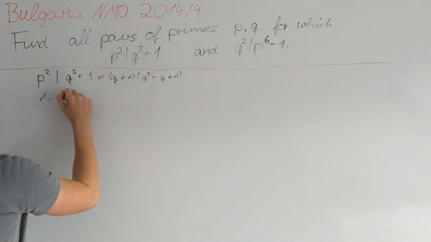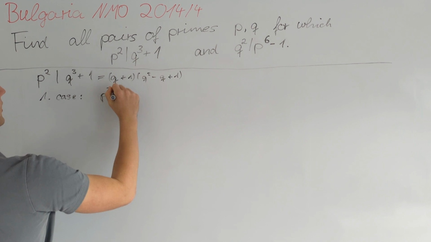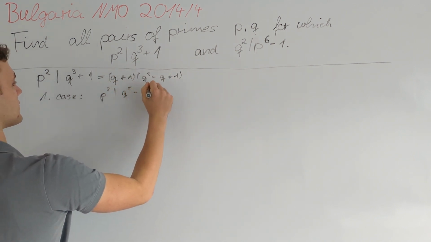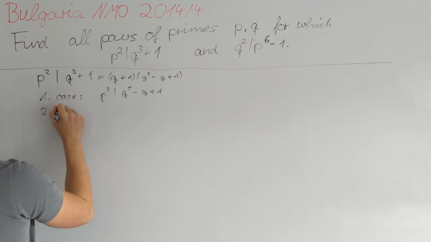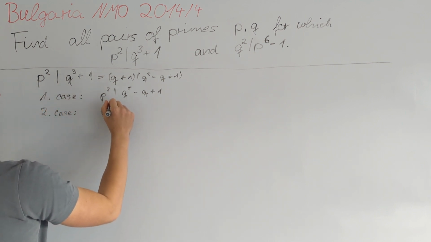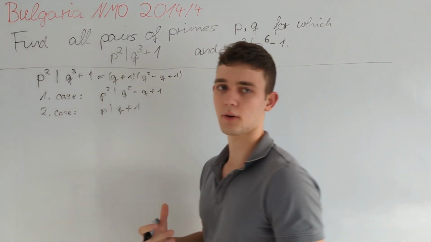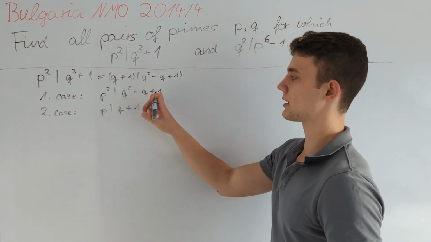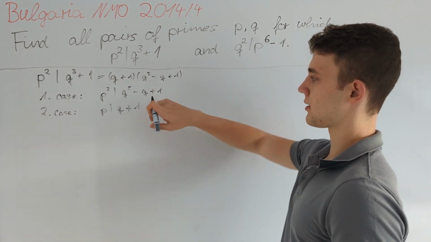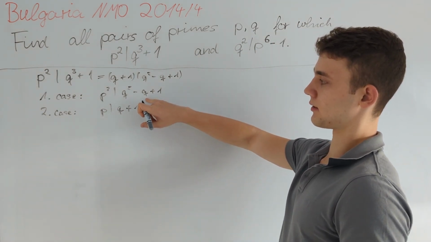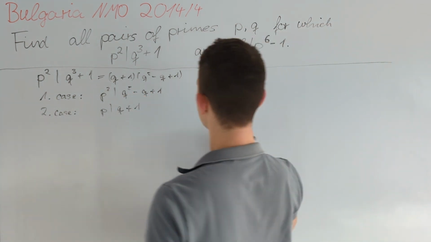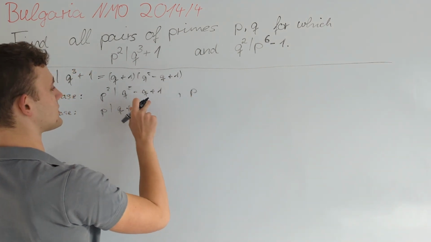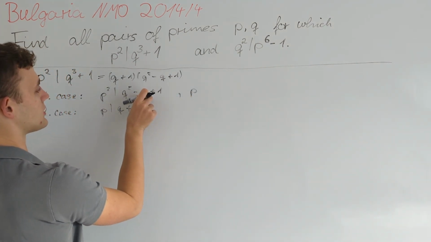The first being that p squared alone could divide q squared minus q plus 1. If p squared does not divide q squared minus q plus 1, then because p is a prime, we get that p divides q plus 1. The reason for why I divided all the possibilities into exactly those two cases is that they give us nice bounds on the size of p with respect to q. So firstly, from this we can immediately see that p squared is less than or equal to q squared minus q plus 1 because this is not 0.